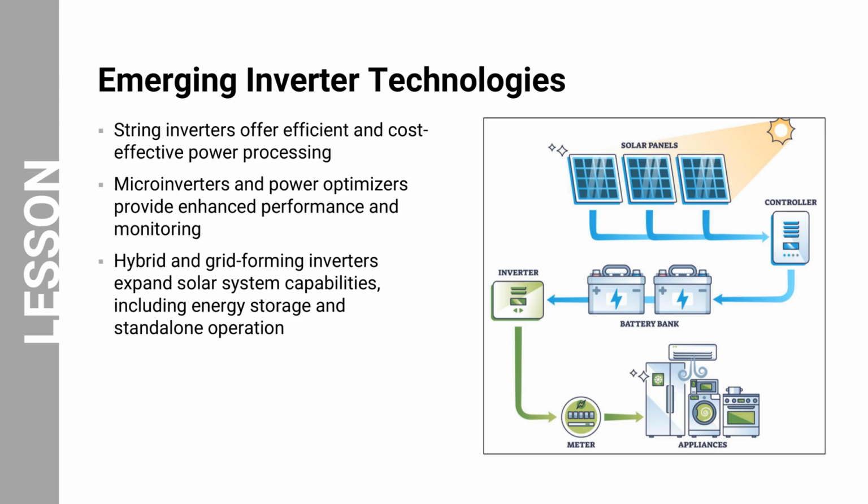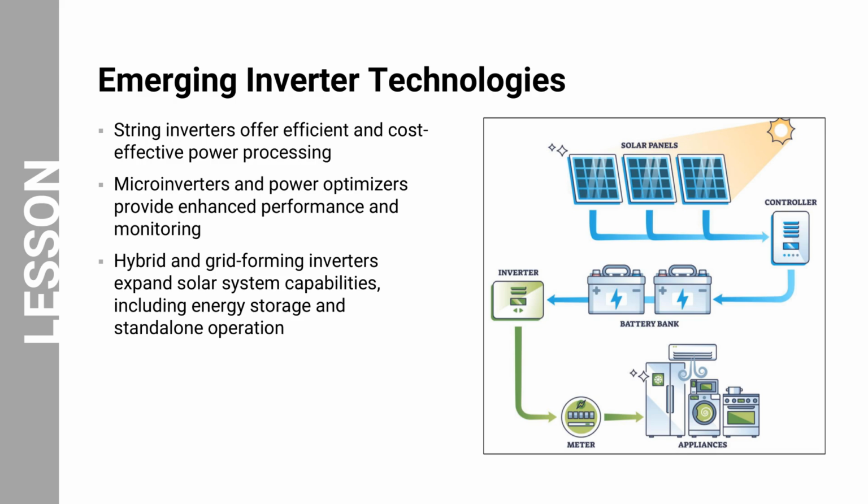Microinverters and power optimizers offer enhanced performance and monitoring, meaning they're installed on each individual solar panel, allowing for better performance tracking, more precise energy conversion, and the ability to optimize power output even if some panels are partially shaded.